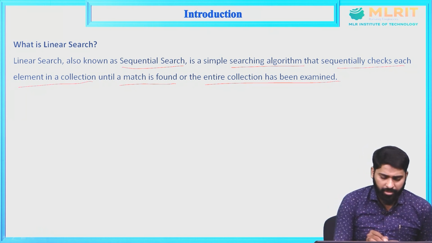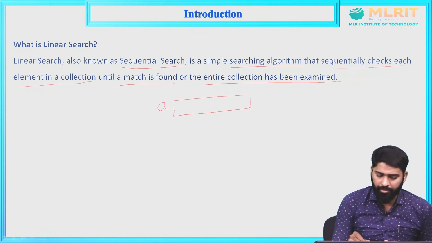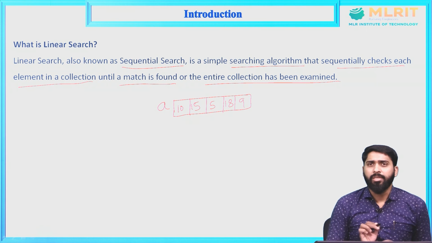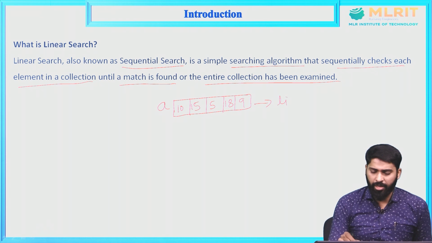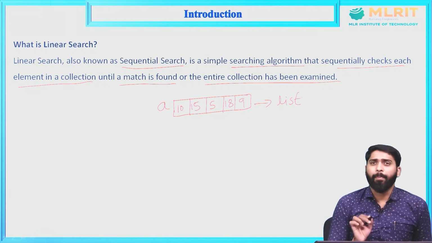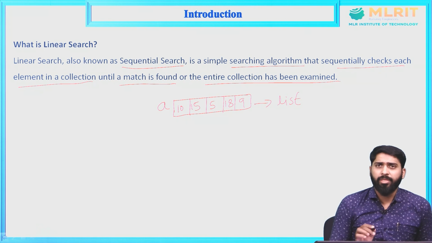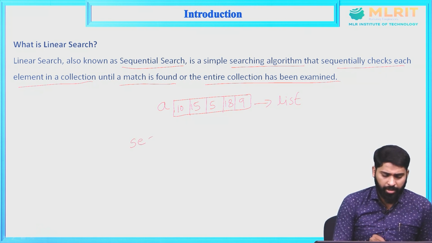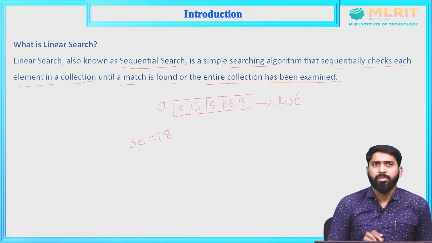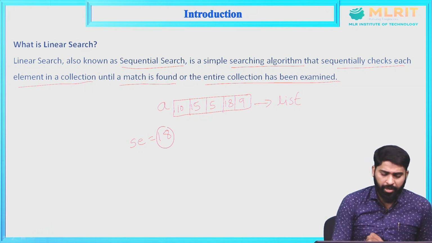For example, this is the array A. This array contains 5 elements. Let us assume these are the 5 elements: 10, 15, 5, 18, 9. Linear search means in this list I am going to find a particular element. Let us assume the searching element equals 18. Now this searching element is compared with 10, the first element.